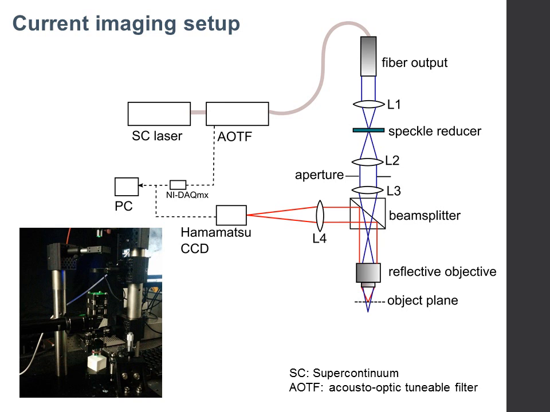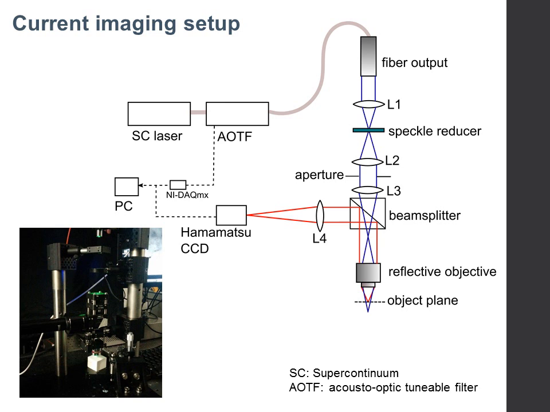For our illumination, we use a supercontinuum laser, which is a white light broadband source, and it's in conjunction with what's known as an acousto-optic tunable filter, and that selects the wavelength of choice. They're sequentially acquired by the camera. We use 6 wavelengths in the blue.